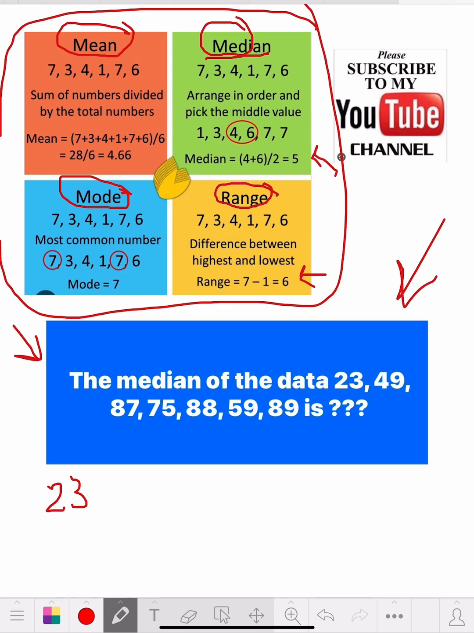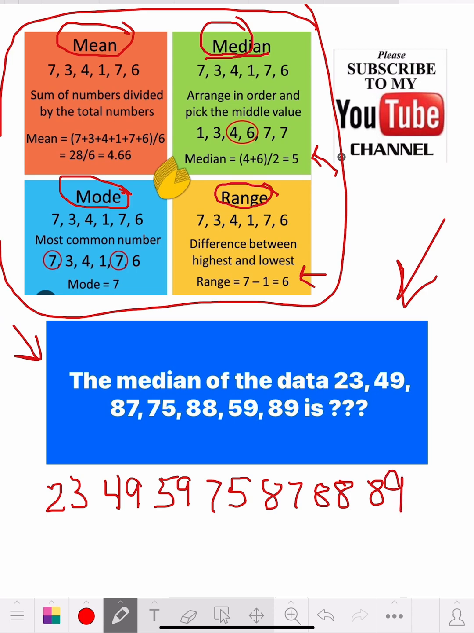Now I got 23. The next number is 49. The next number is 59. The next number would be 75. The next number would be 87, 88, and 89. Now, how many numbers do I got? I count 7 at the top: 1, 2, 3, 4, 5, 6, 7. So I got them all.